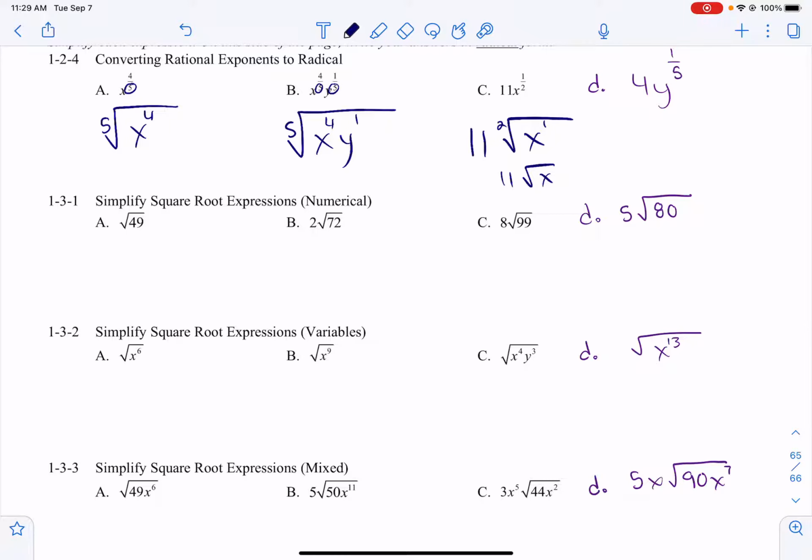Simplifying square roots. Remember, this is just where you break it down. Square root of 49, if you didn't already know that was 7, you're looking for groups of 2, and there's 2 7s, so it comes out, and your answer is 7.